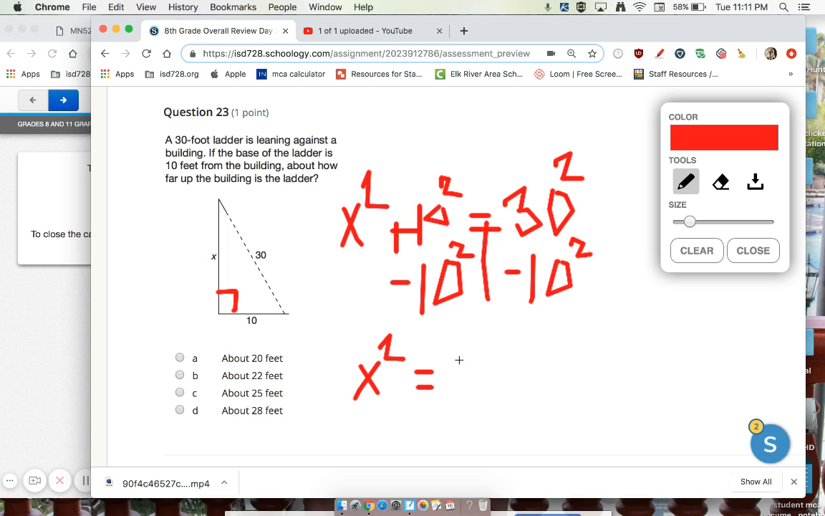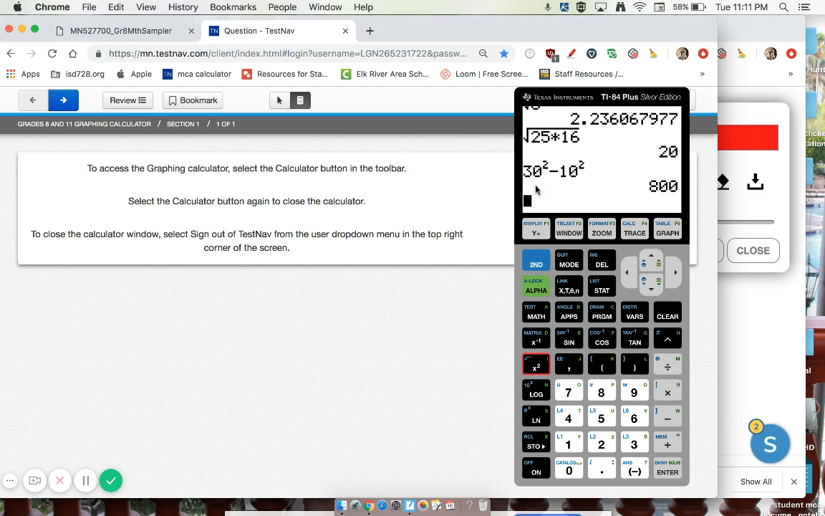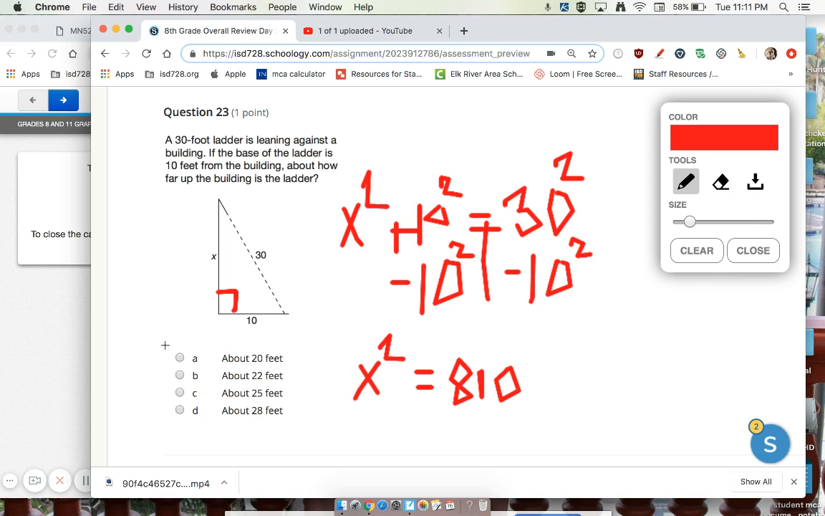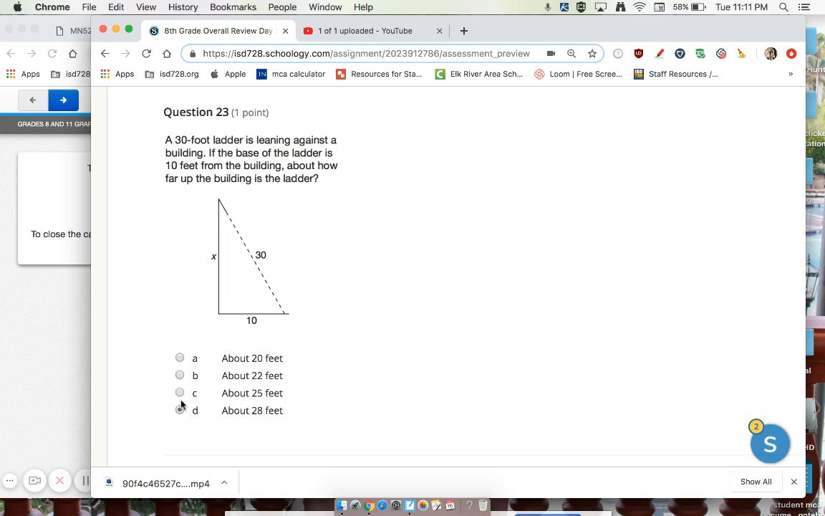And then to get rid of the square, I'm going to square root. So I'm just going to take the square root of 800. So now I'm going to go second square root 800. And that is 28.3-ish. And I do see about a 28 right there. So that has to be the right answer.